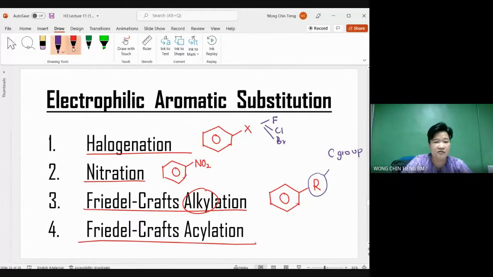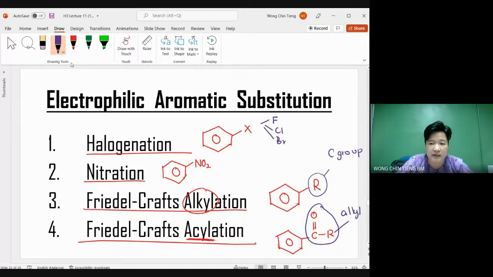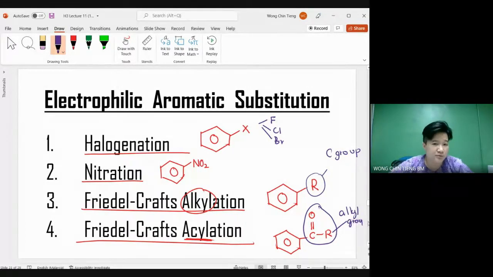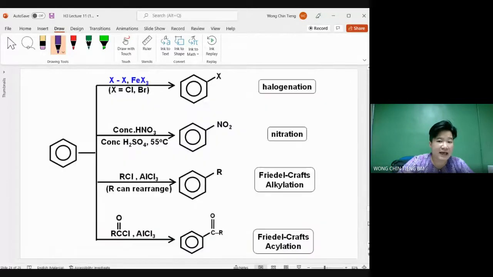Friedel-Crafts acylation over here is very similar but slightly different. The only difference is C double bond O, then R. It has a C double bond O. The R group is the same, an alkyl group. Alkyl group over here is your carbon group, from 1 carbon up to 20 carbon, cyclic, straight chain, branched, it doesn't matter. So we are going to look at each and every one of them in detail. This is just the summary, I just want to show it in detail.